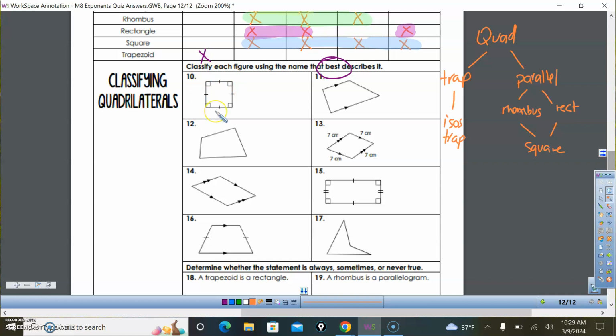So for number 10 here, I know that it has four sides. So yes, it is a quadrilateral, because all of these are quadrilaterals if they have four sides, but we want to give the most specific name possible. So I can see that it has opposite sides that are parallel. It's a parallelogram. I can see that it's got four right angles, so it's a rectangle, but more specifically, the best way to describe number 10 is a square because it's got four congruent sides and it has four right angles. So we want to go with the lowest name possible on that flow chart.